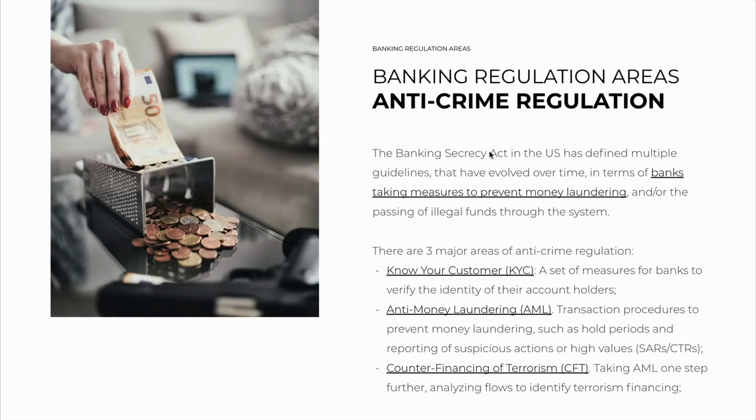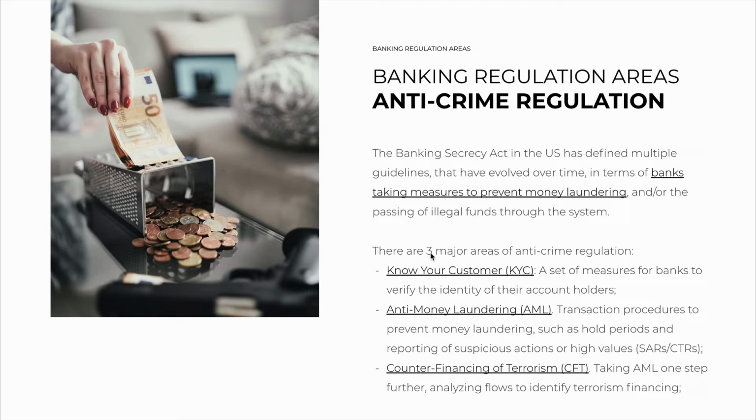The Banking Secrecy Act, or BSA, of 1970 in the United States defined multiple guidelines that have evolved over time, specifically in terms of banks taking measures to prevent money laundering and or to prevent the passing of illegal funds through the system. And by the way, I know that the name may sound misleading. Bank Secrecy Act. It's almost like it's promoting bank secrecy, but it's the opposite, okay? You should read it as the Against Banking Secrecy Act. We are trying to fight secrecy in illicit transactions.